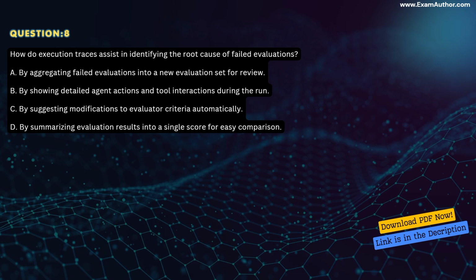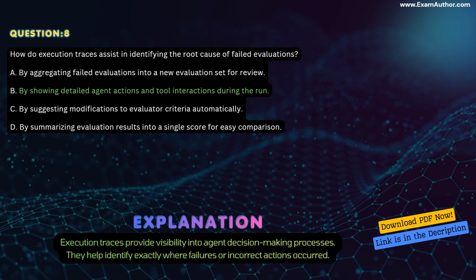Correct answer, B. By showing detailed agent actions and tool interactions during the run. Explanation. Execution traces provide visibility into agent decision-making processes. They help identify exactly where failures or incorrect actions occurred.